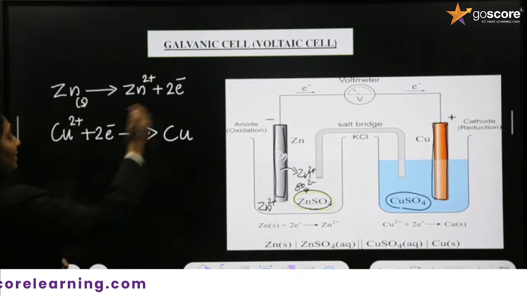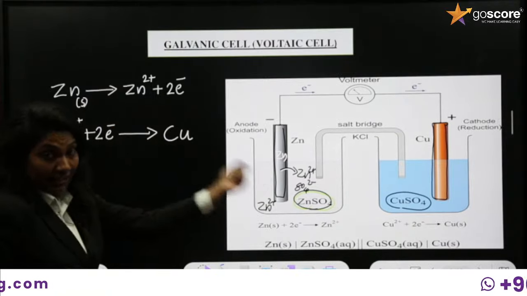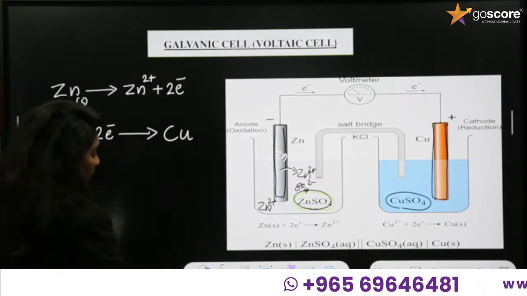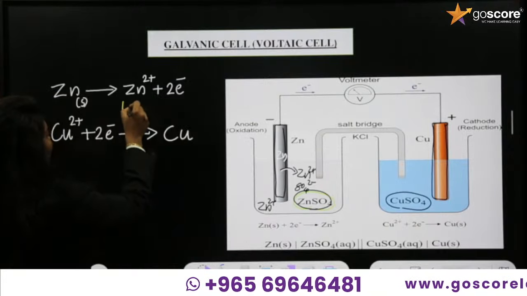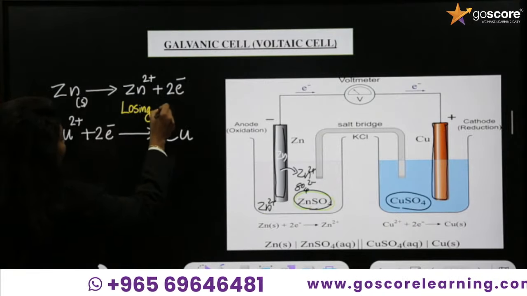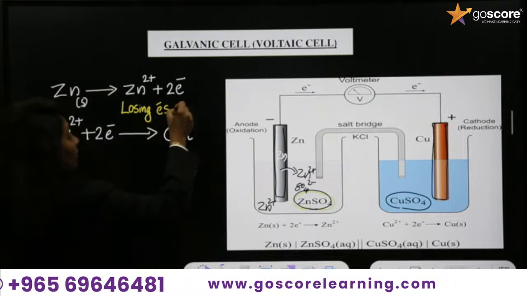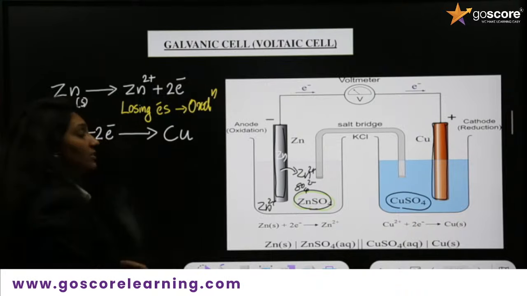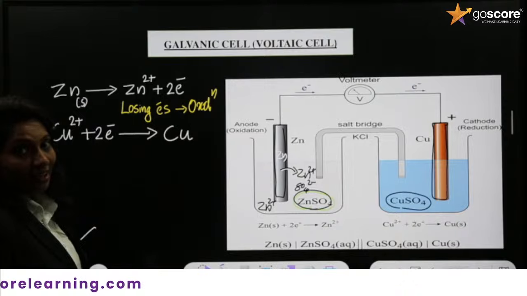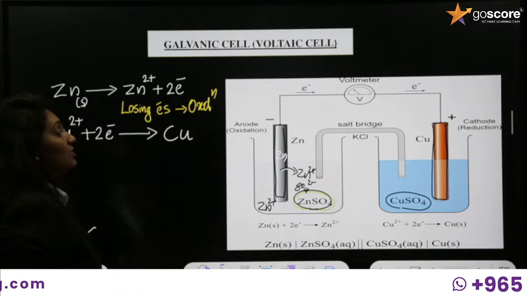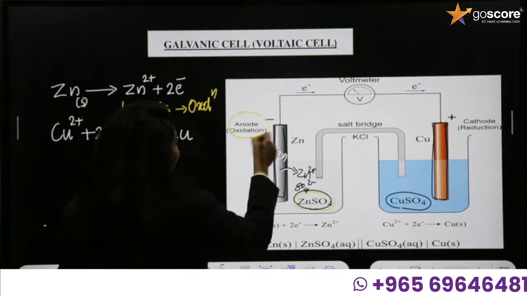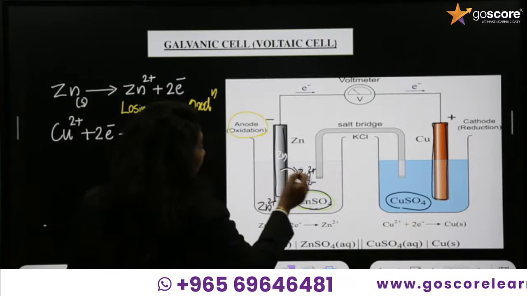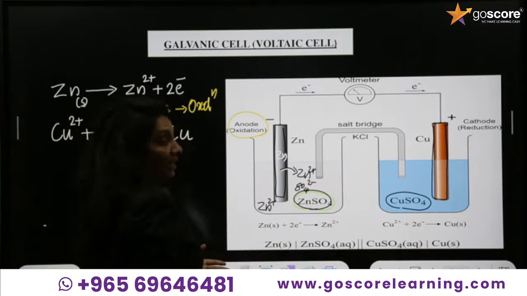So here, for the zinc anode, zinc electrode, what is taking place? They are losing the electron, right? Losing electrons means what is taking place? Losing of electron is oxidation, right? So at which electrode will the oxidation occur? Oxidation always occurs at the anode, right? So here the zinc electrode will act as the anode. Okay. So the zinc is converting into Zn2+ by losing 2 electrons, right?